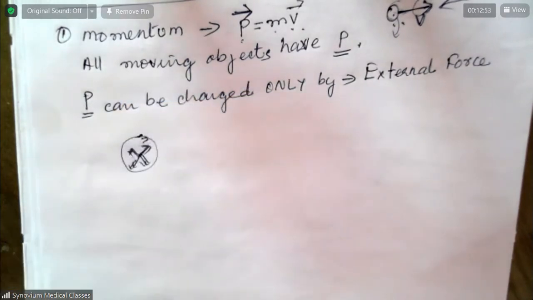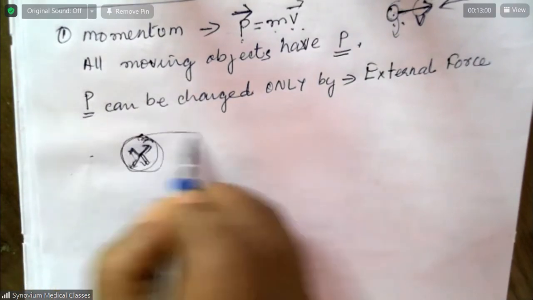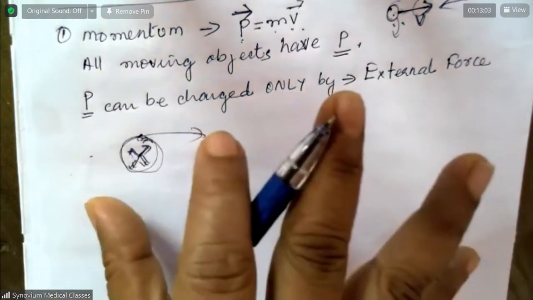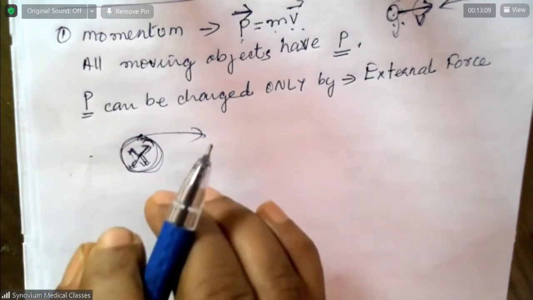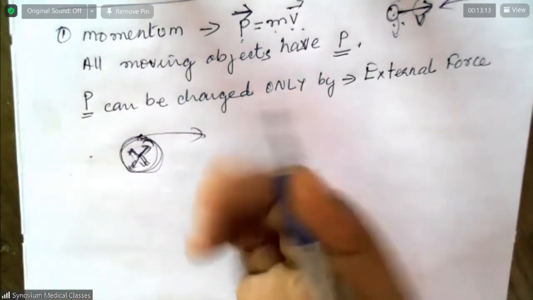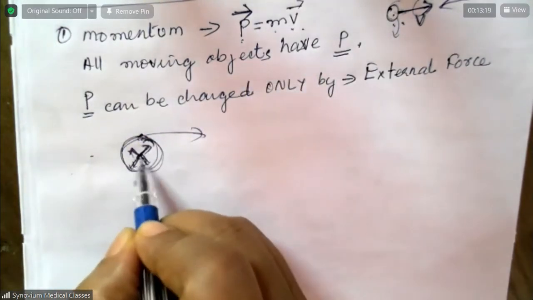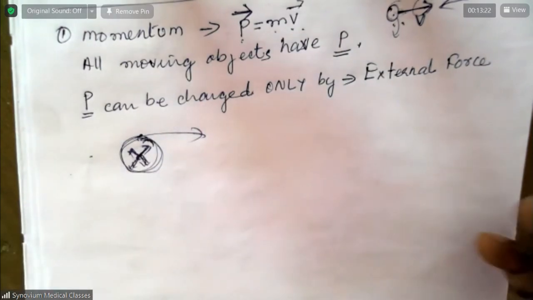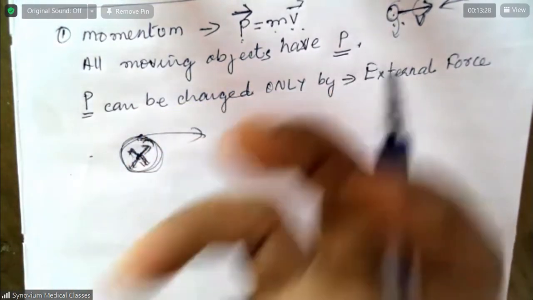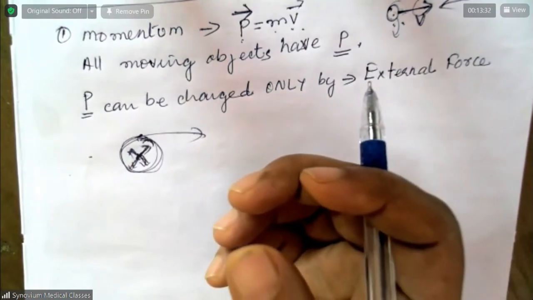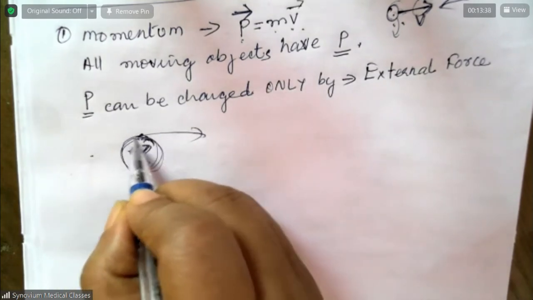Now, what is an external force? Assume you are holding the bomb in your hand and you throw it. That throwing force doesn't come from within the bomb. That throwing force is an external force. But the force that actually caused the exploding is an internal force. You got the difference? Internal force is the force that is developed within the system. System means what are the things involved?